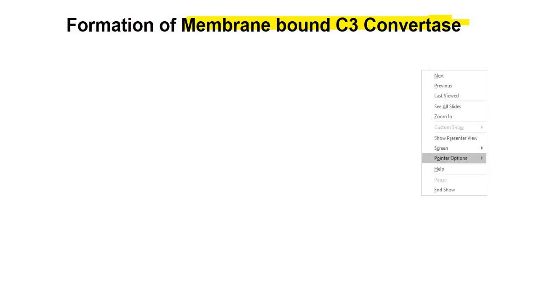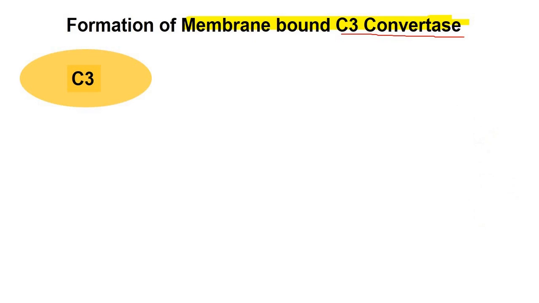One of the highlights we said of the alternative pathway is that it has two C3 convertases. One was fluid phase C3 convertase, which we just discussed. The next one is membrane bound C3 convertase. How membrane bound C3 convertase is formed shall be our second part of discussion. Obviously, whenever we talk about C3 convertase, things should begin with C3. So, we have C3.